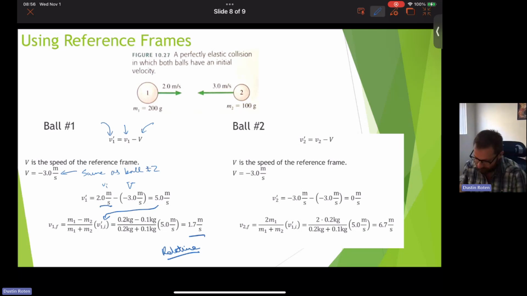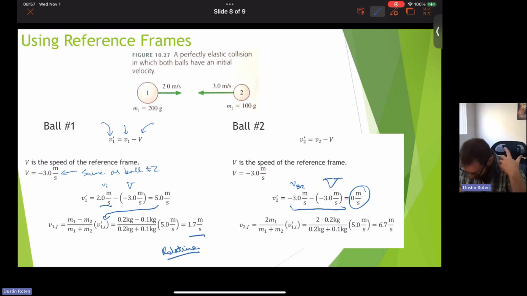Let's do the same thing for ball 2. Okay, so we have our Galilean transformation. We know what the speed of big V is. Let's plug this in. So this is the initial velocity of ball 2, and then we plug in big V, and it turns out we get 0 meters per second, and that should be what we get. We want this to be 0 because this reference frame is moving along with that second ball, so there shouldn't be any perceived velocity difference between these two.